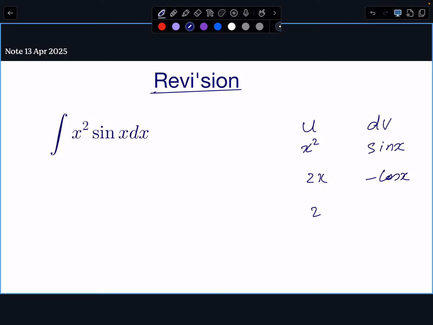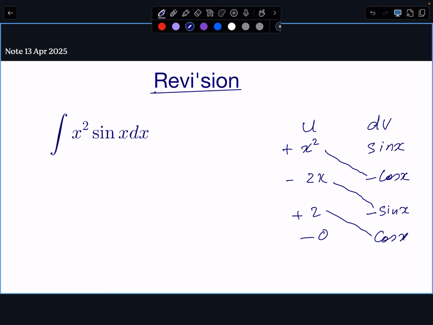And then we're going to get 2, and then minus sine x. And then here we're going to get 0. The integral of sine is minus cosine, and there's a minus sign, so it's going to be cosine x. So we're going to get this, this, and this. The signs are plus, minus, plus, minus.